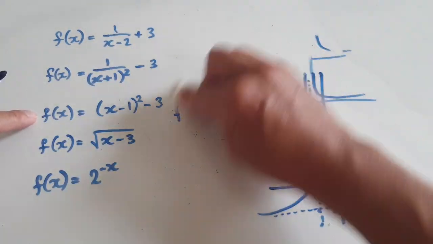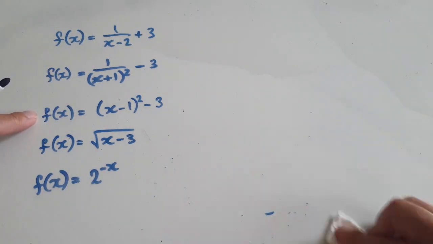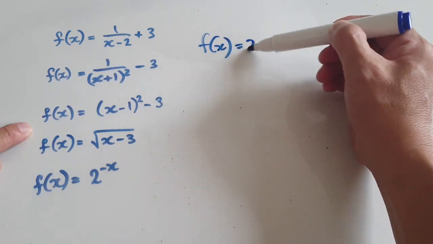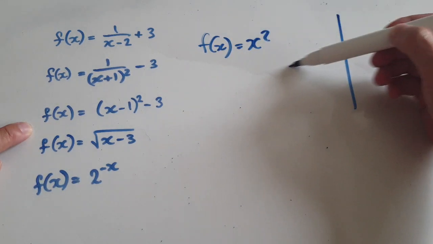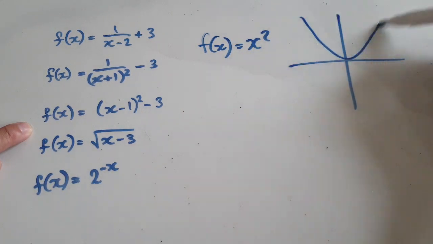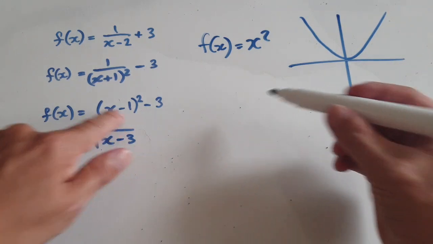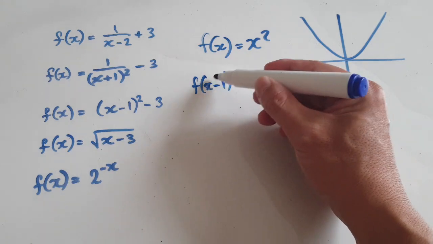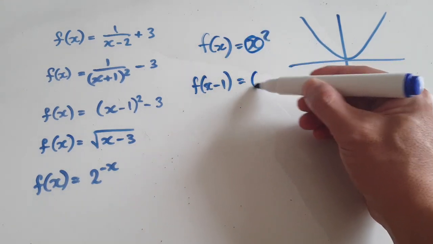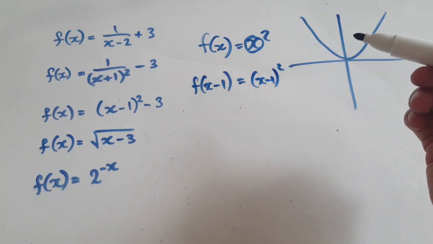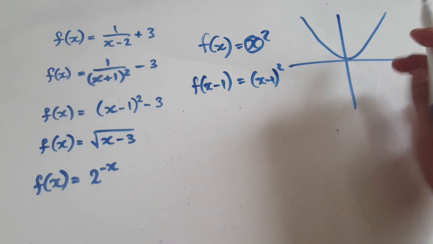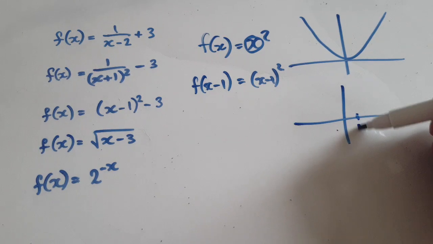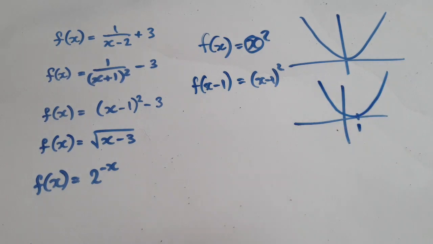Let's look at this one here. You would start out with f of x equals x squared, which will look like this, and then move it across by 1. So apply this transformation. That means you've got to put this into the x only, so that would be x minus 1 squared. That would then move it across in the opposite direction by 1. So this here is 1, and now the graph will look like this.